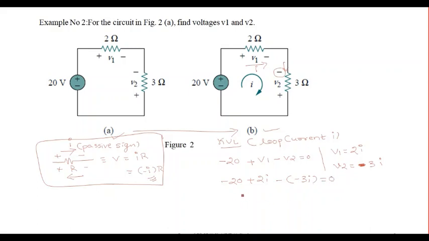Okay, now you can find the value of I. If you solve, you can see that it comes out to be 4 amps. And if you apply this value over here, you will be able to find V1 and V2. V1 and V2 come out to be 8 volts and minus 12 volts, right? Okay, so this is how we can use this.